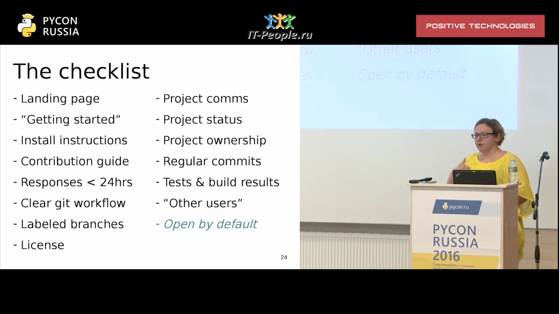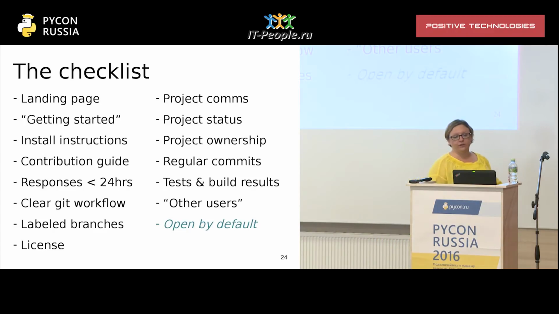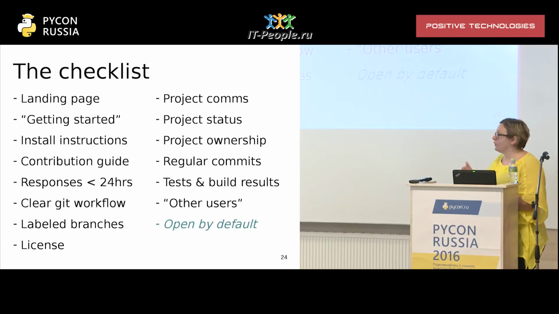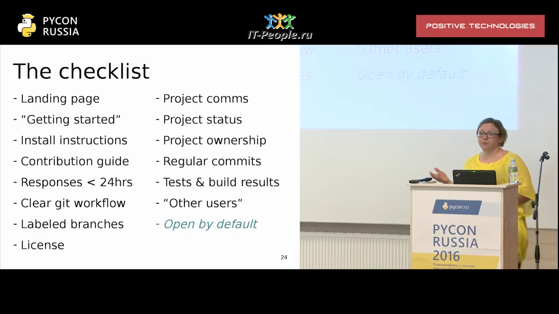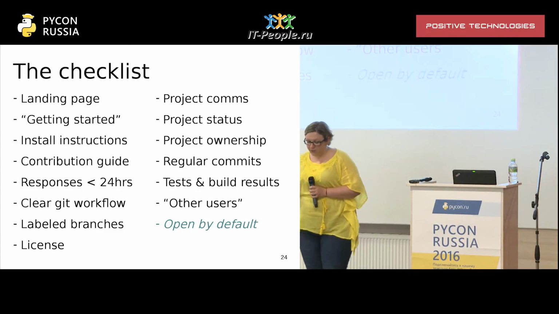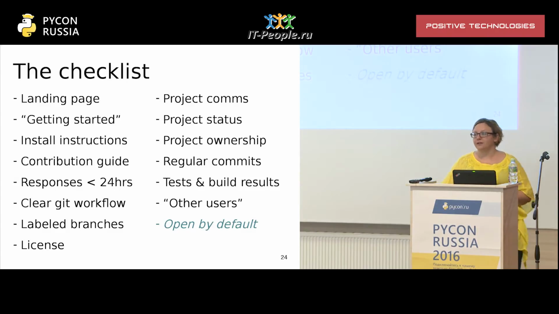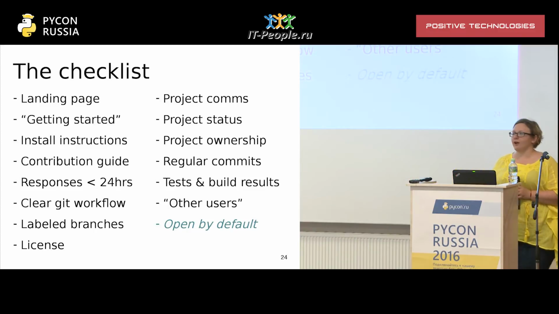Project status. What's coming up in the next release, what's in master, what's being planned, what are you thinking, so people understand this. Project ownership, again, to work with the communications. Regular commits, because it says you're actually a live project. And test and build results, so people understand the stability of the project. Other users basically means who else is using the project, who is like a company or another project to basically act as an indirect endorsement of your project. Like so-and-so uses our project. You see this on websites all the time with products.